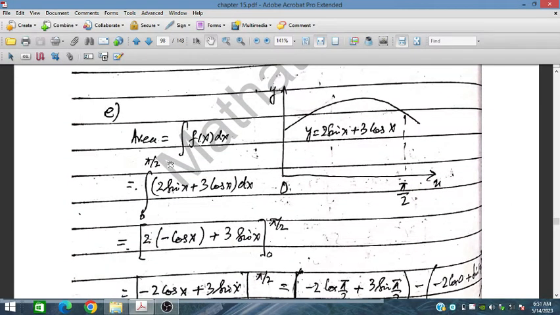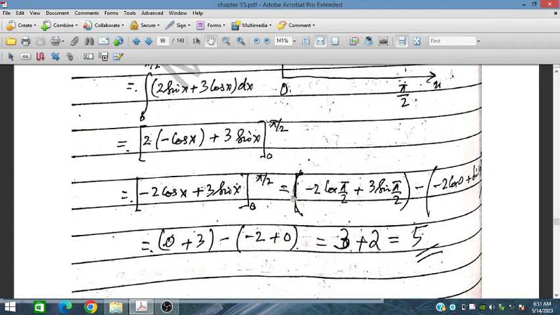In part E, we have the area with limits 0 to pi by 2. This is the shaded region, so we have 0 and pi by 2, 2 sin x plus 3 cos x. The integral of sin x is minus cos x, and the integral of cos x is sin x. So the limits are 0 to pi by 2. On substituting these limits, upper limit minus lower limit, and on simplification we have obtained this.